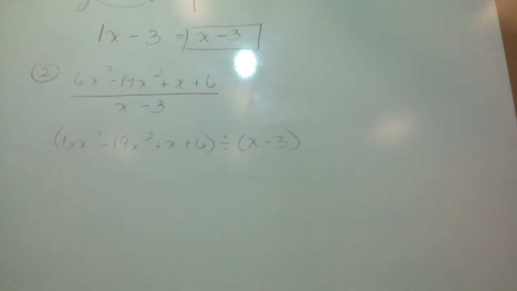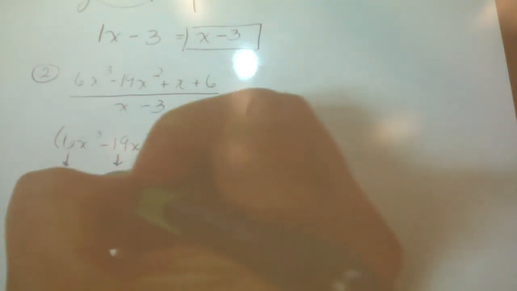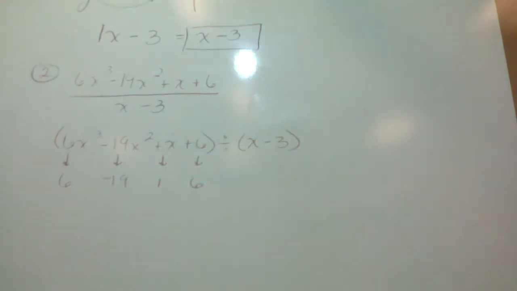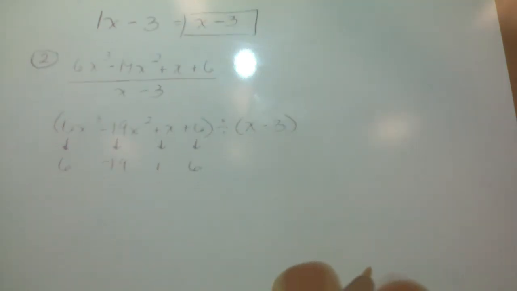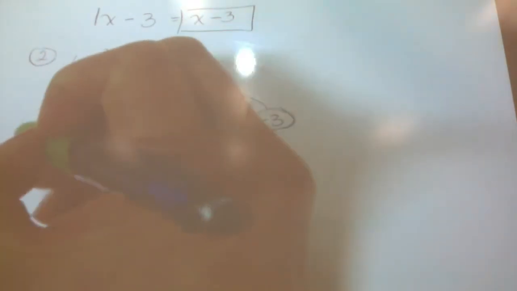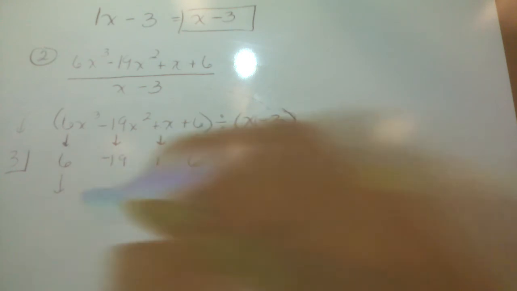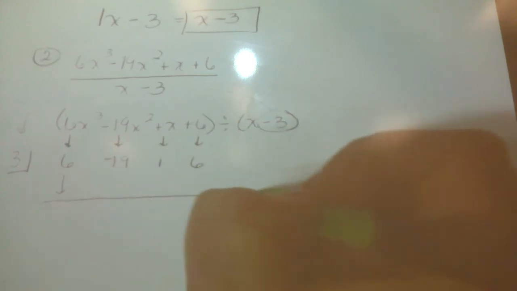in descending order. Now I'm going to bring down the coefficients. So I've got 6, negative 19, 1, and 6. I've got my half box over to the side here. I'm going to take the opposite of this number. So the opposite of a negative 3 is a positive 3. I'm going to bring down this 6 again.